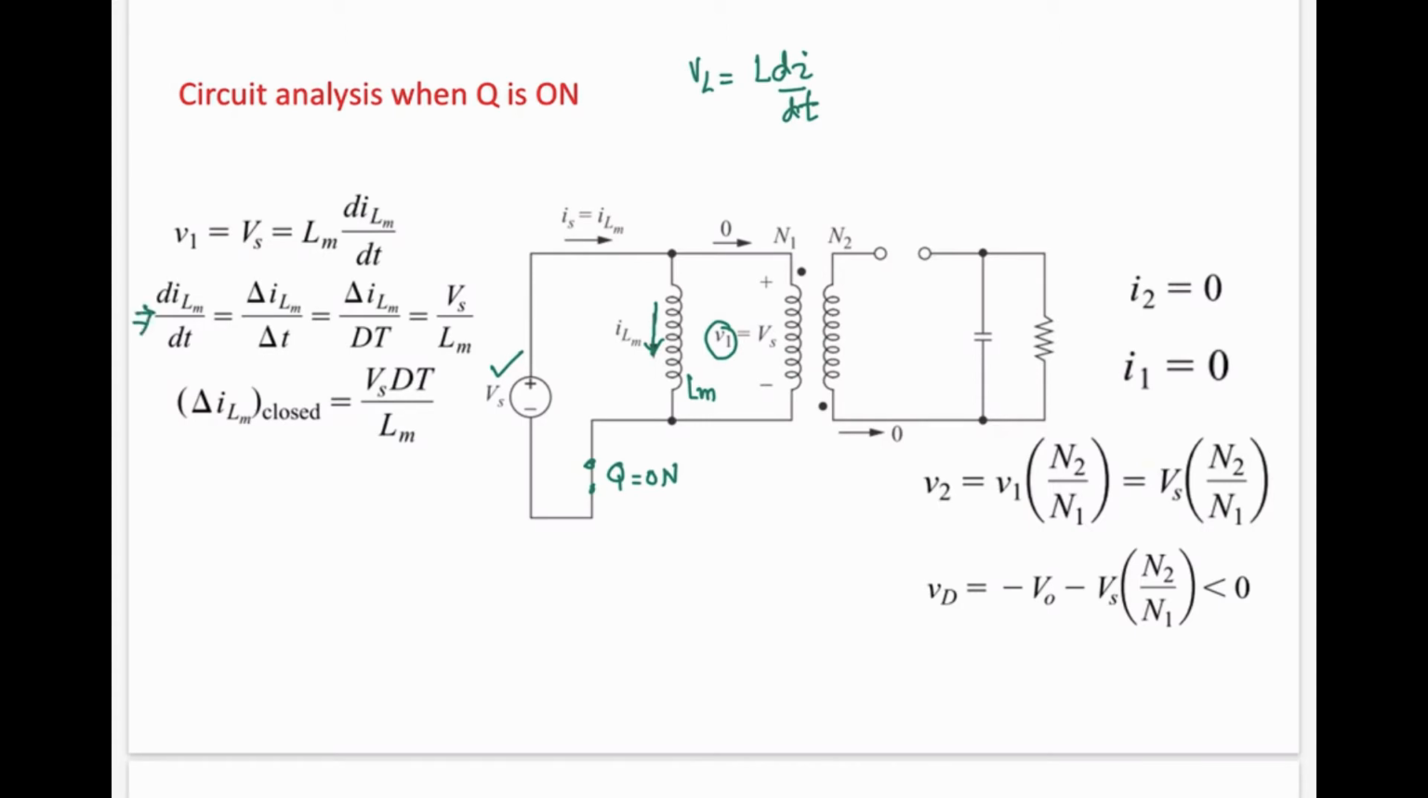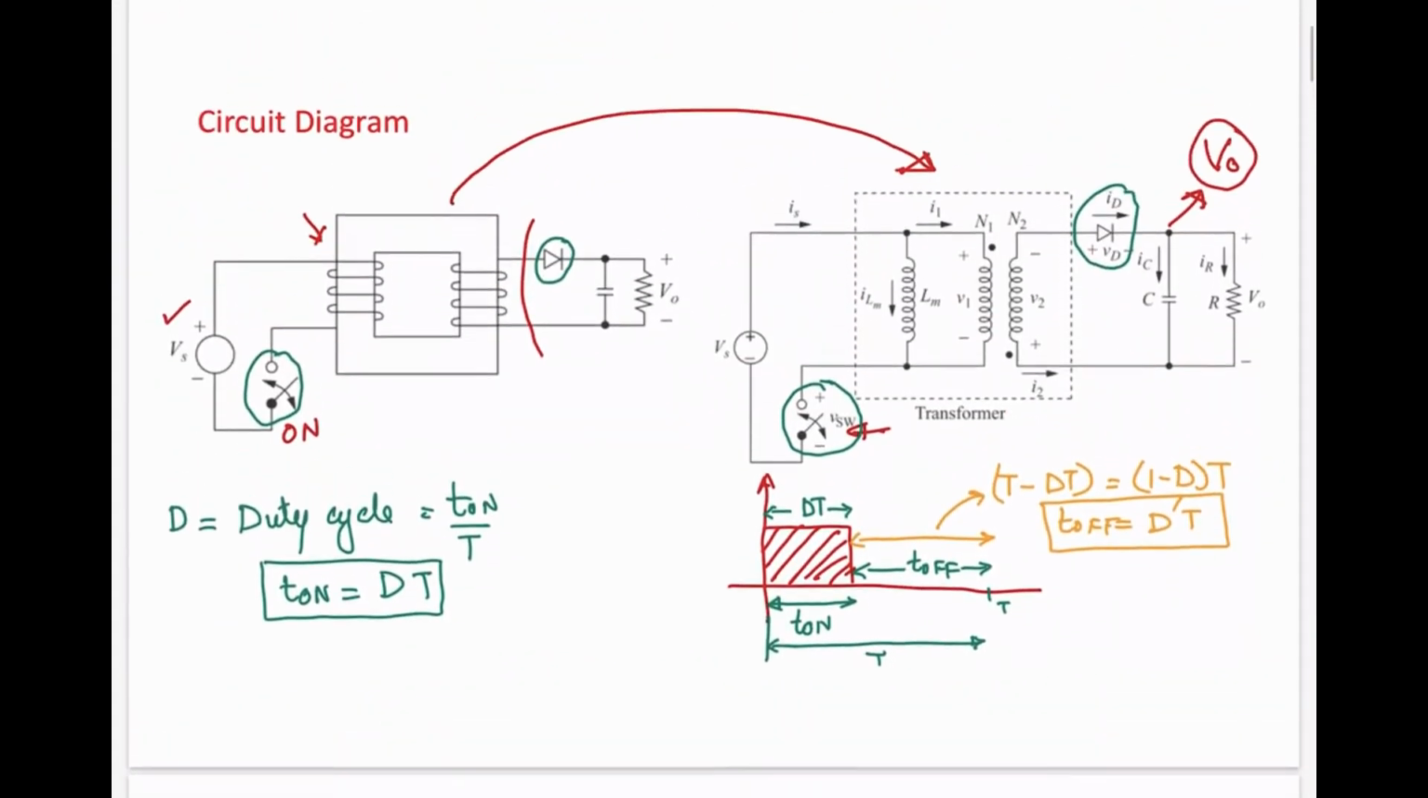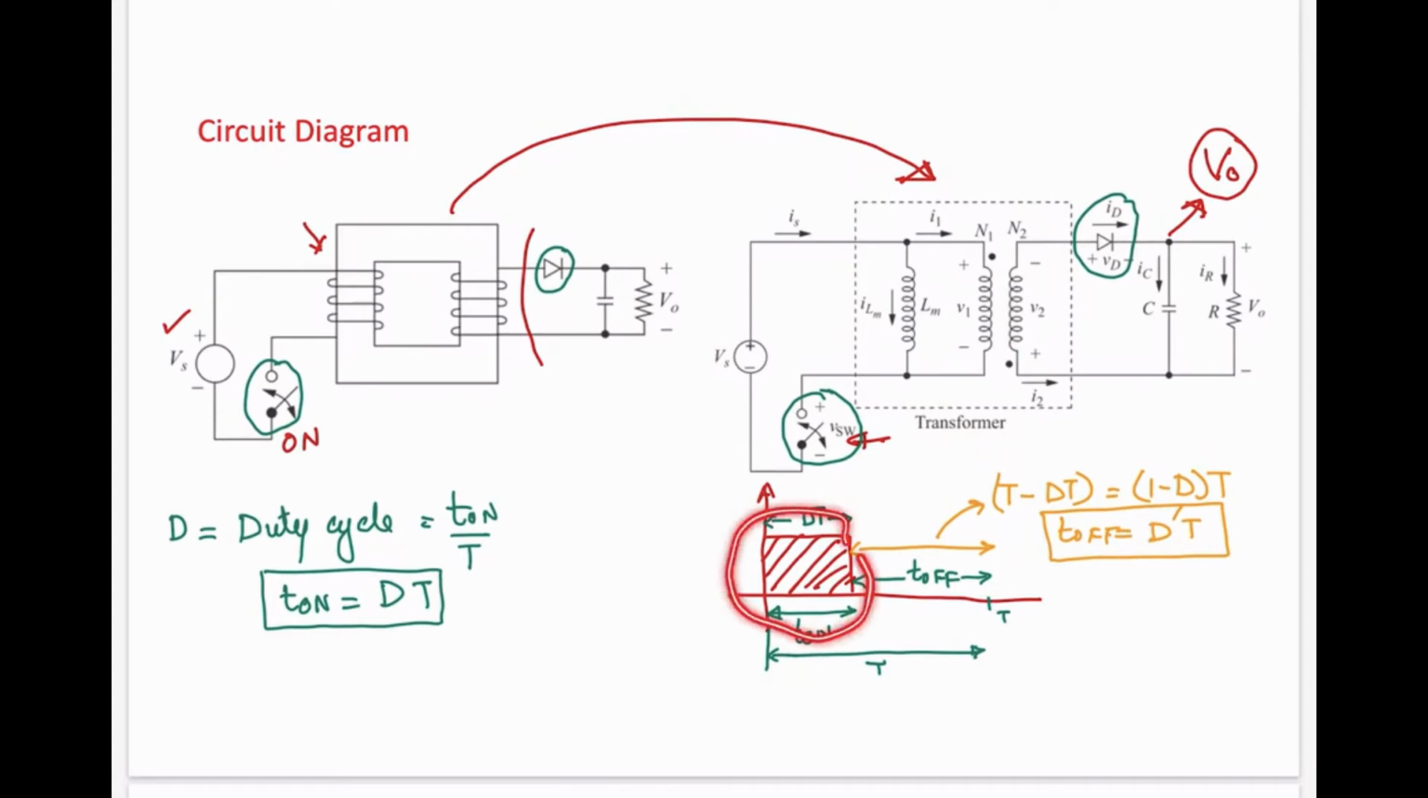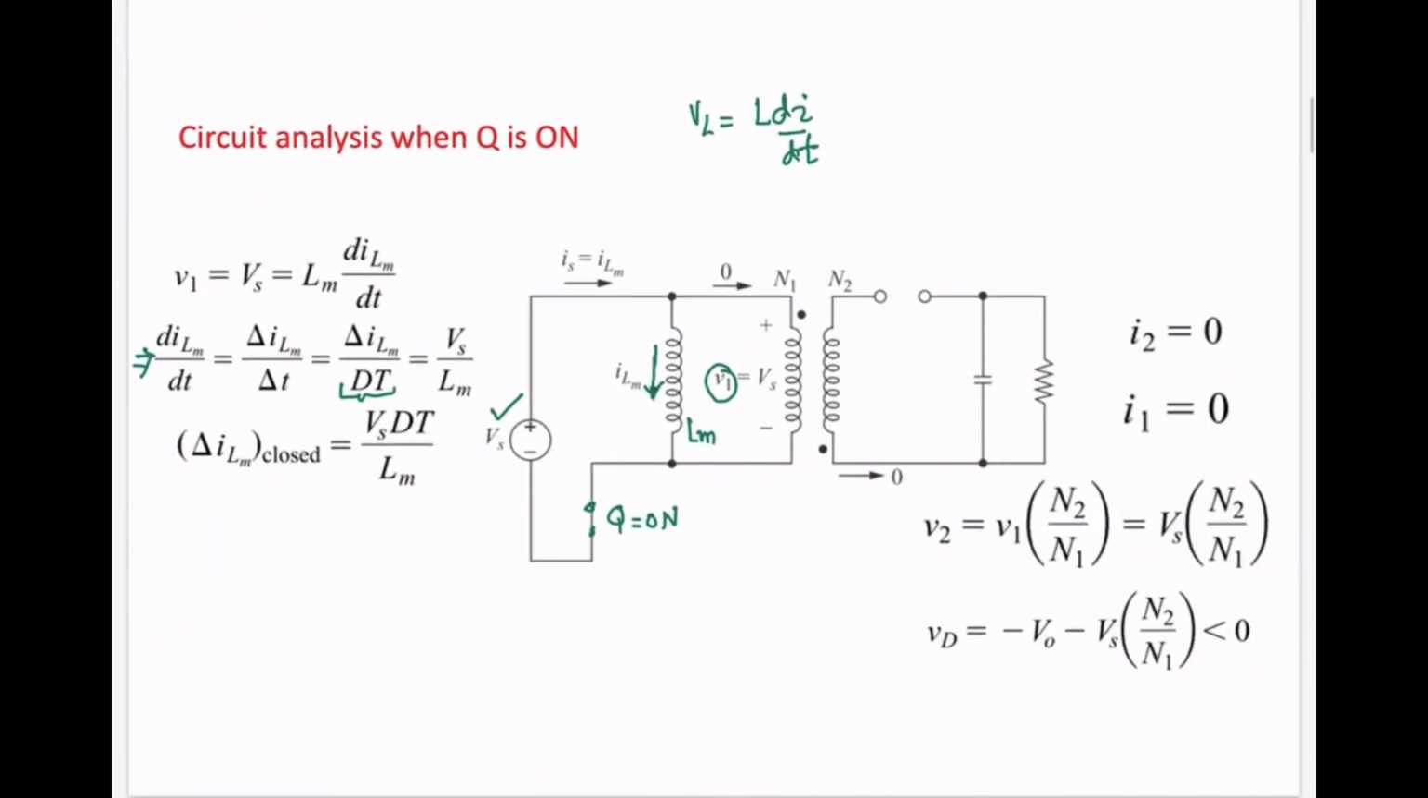So I can write it like that: dILm by dt, that is differential of ILm by delta t, should be equal to delta ILm by delta t. Why delta t? Because we are considering the interval for which our switch is in the on state, and we have seen over here our switch remains on for the interval dT. So delta t is equal to d times T when our switch is in the on state, and delta t will be equal to d prime into T when our switch is in the off state. Okay, so now moving back to the slide, here delta t is equal to d into T because our switch is in the on state over here, that you can see.